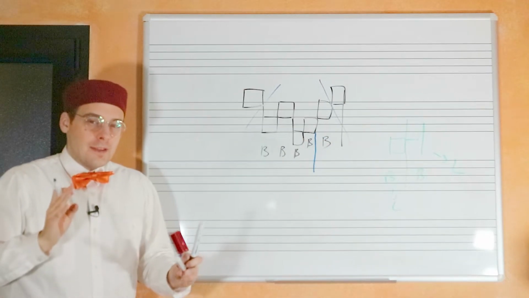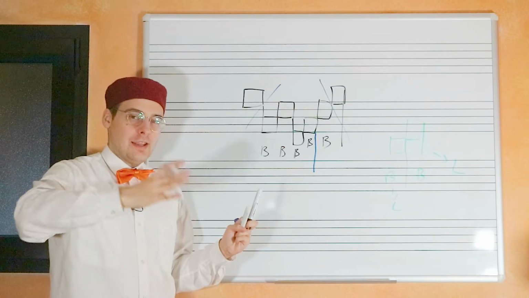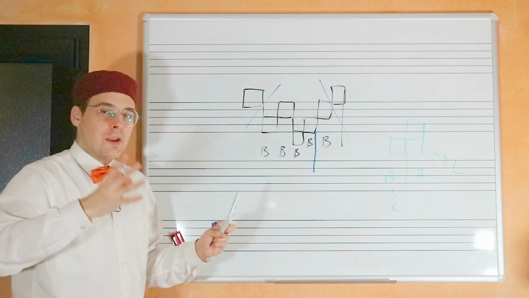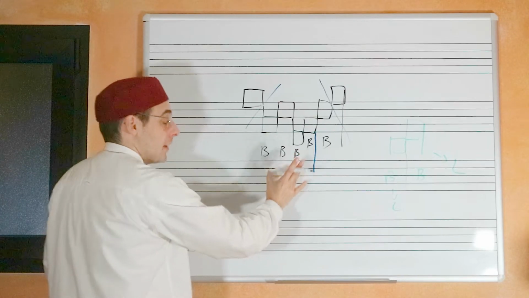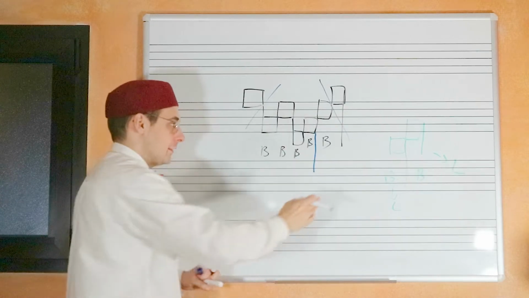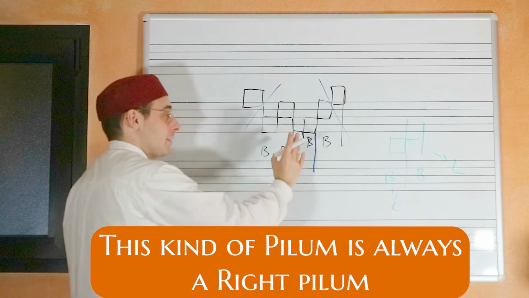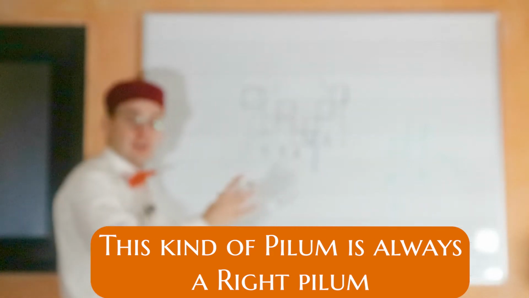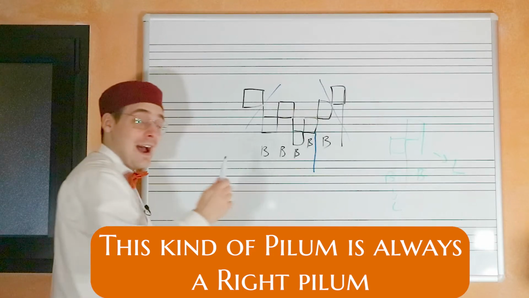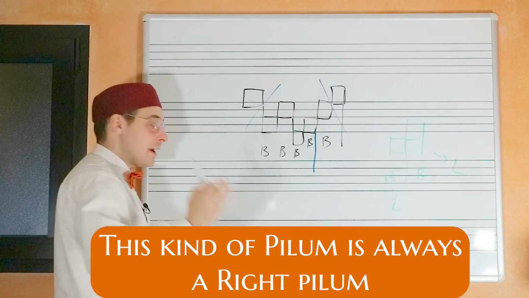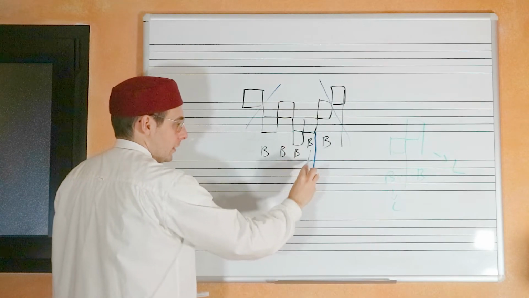Remember also that the left descending pilum transforms a longa into a brevis. So, because in a ligature all the middle notes are brevis, it is impossible that this pilum refers to the right note, because the right note is already brevis. So, all the pilums like this are right pilums that transform a brevis to longa. So, this brevis now is longa.